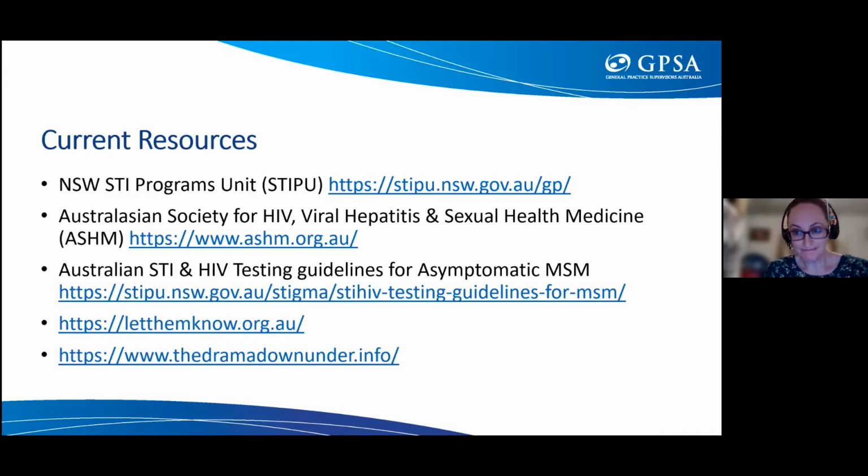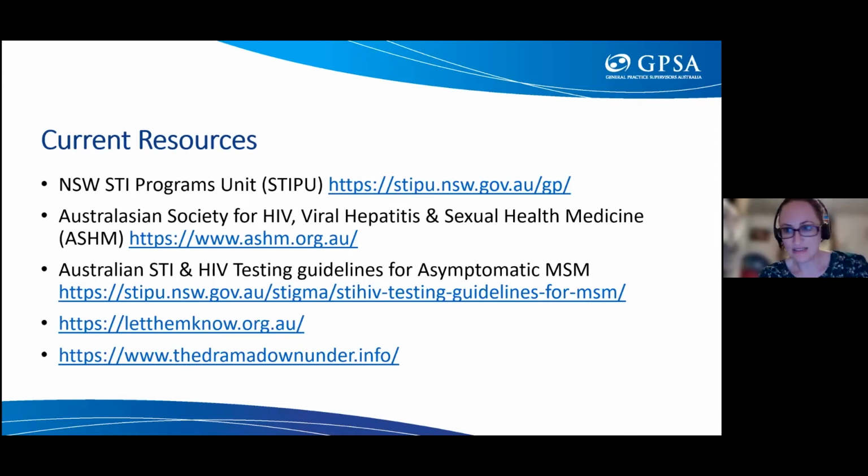There's also ASHM. Some of you may have heard of ASHM. They're the Australasian Society for HIV, Viral Hepatitis and Sexual Health Medicine. They've got a really good website that has learning modules. You can join ASHM for a yearly membership. They put on an annual conference, but they've got lots of online learning modules, and they're a really good resource as well. STIPU have put out a specific testing guideline, which was updated in 2019, for screening men who have sex with men. It's a little 2-page PDF that's really important for your registrars to have in their toolkit as well.